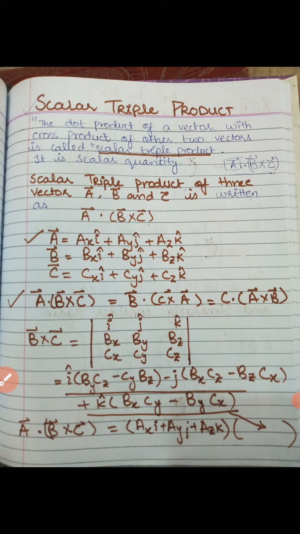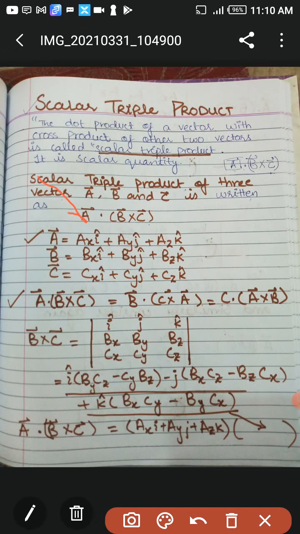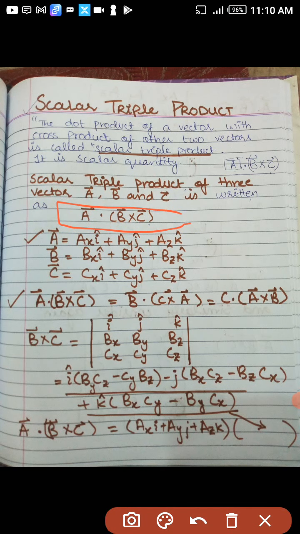For example, if I take the three vectors A, B and C, then I take A as a dot product with the cross product B cross C, and multiply both of these terms A and B cross C, and I get the mathematical form, that is A dot B cross C. You can see it on the screen.